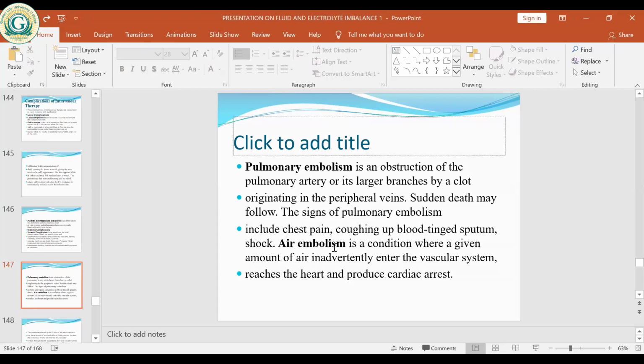It can be air embolism when you allow so much air into the giving set or the IV tubing, and that air forms a clog and prevents blood from reaching the lungs. It's also a form of embolism. We call it air embolism, where a given amount of air mistakenly enters the circulatory system, reaches the heart, and produces cardiac arrest. Air embolism can occur and give you cardiac arrest.